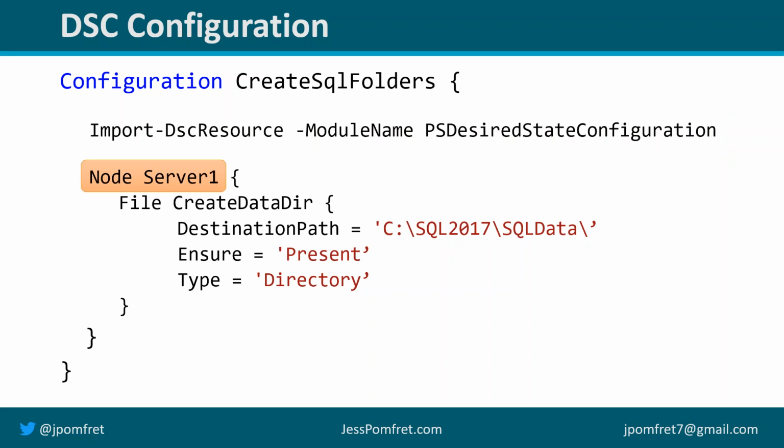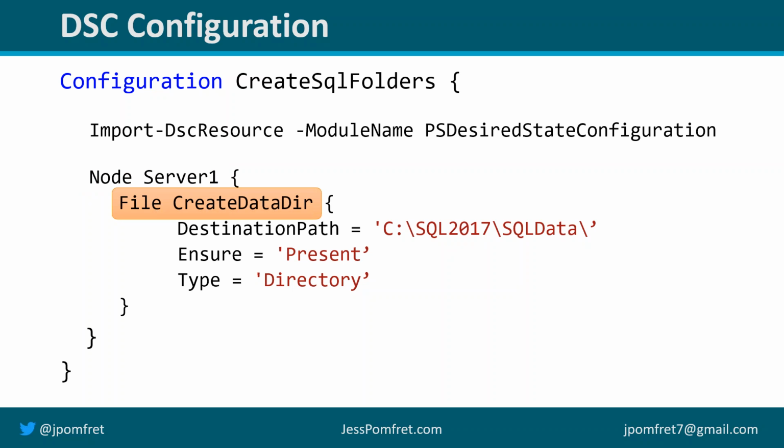Underneath that, I have my node block. We can have one or more node blocks within our configuration document, and that is going to tell you the target. So right here, I'm trying to enact this configuration against server 1. I can have multiple node blocks with different servers, or I can have multiple servers passed in as an array to that node.